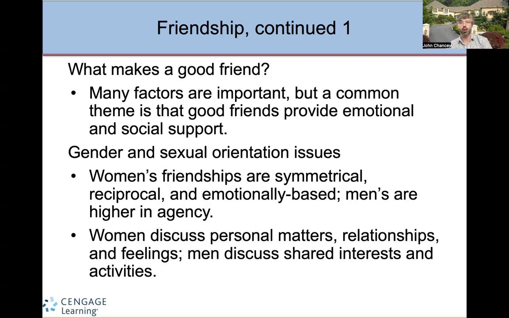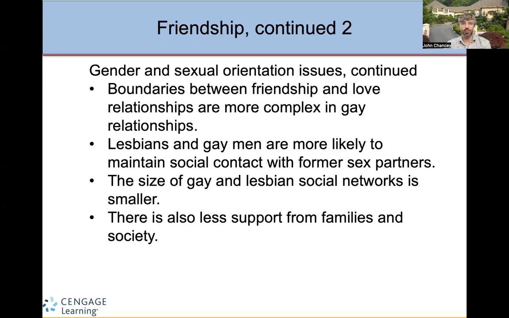So in terms of different perspectives, friendship based on gender or sexual orientation, research has shown that women's friendships are more symmetrical, reciprocal, and emotionally based. Men's tend to be higher in agency, in terms of what you can do, what you can help with. Women are more likely to discuss personal matters, relationships, and their feelings, and men are more likely to discuss shared interests and activities.